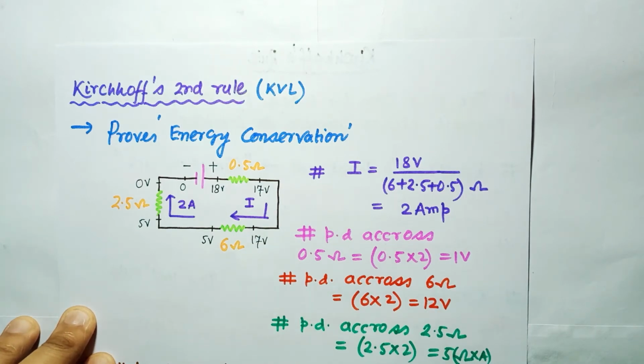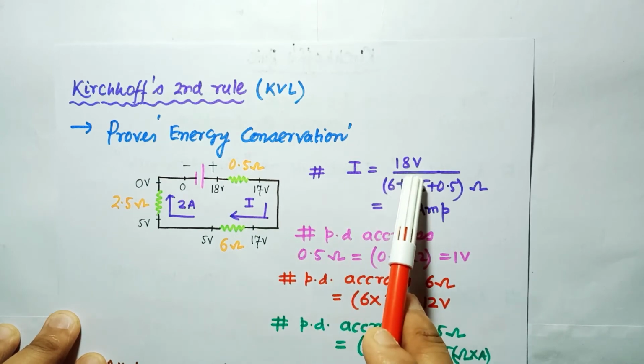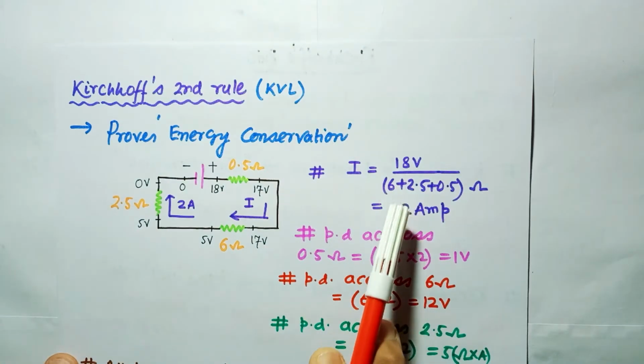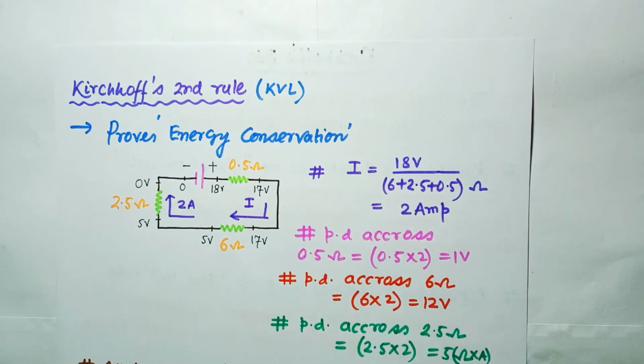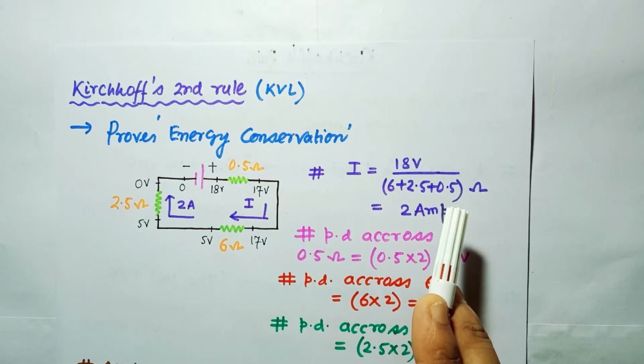Now we need to find the current in the circuit, and then calculate the potential drop across each of the resistors. If we add up the voltage drops across all the resistors, it will give the total voltage supplied by the external battery or cell. Here we mostly ignore the internal resistance of the battery. From this circuit, the equivalent current I is equal to the voltage supplied, 18 volt, divided by the total resistance in the circuit, that is 6 plus 2.5 plus 0.5 ohm. So the equivalent current is 2 ampere.